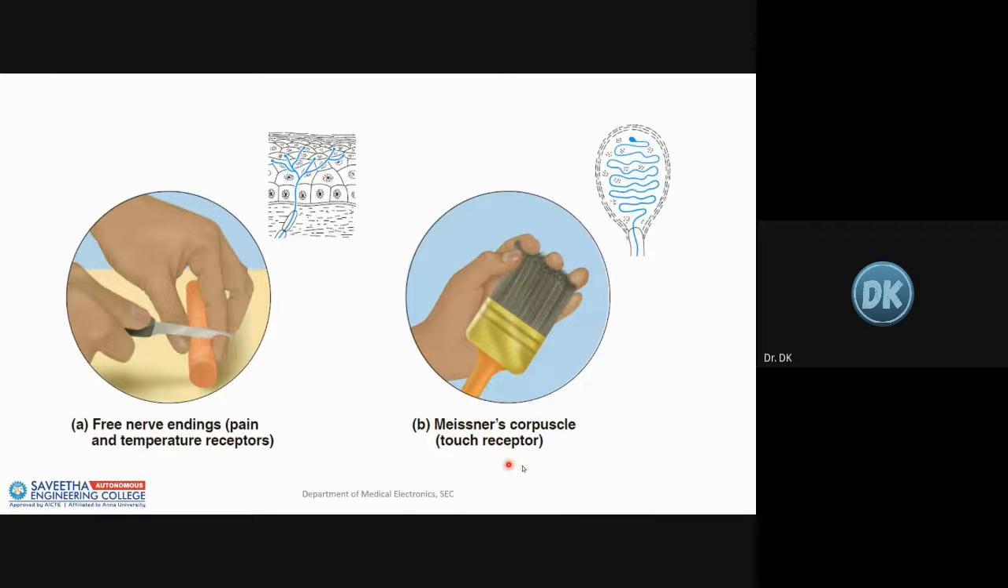Second one is touch receptors. We call it Meissner's corpuscle. Where will it be present? It will be present in your skin, right? Throughout your skin you can feel the sense of touch, so the touch receptors will be present like this, like a loop, everywhere. It will sense the touch and then send the signal to your brain and spinal cord.